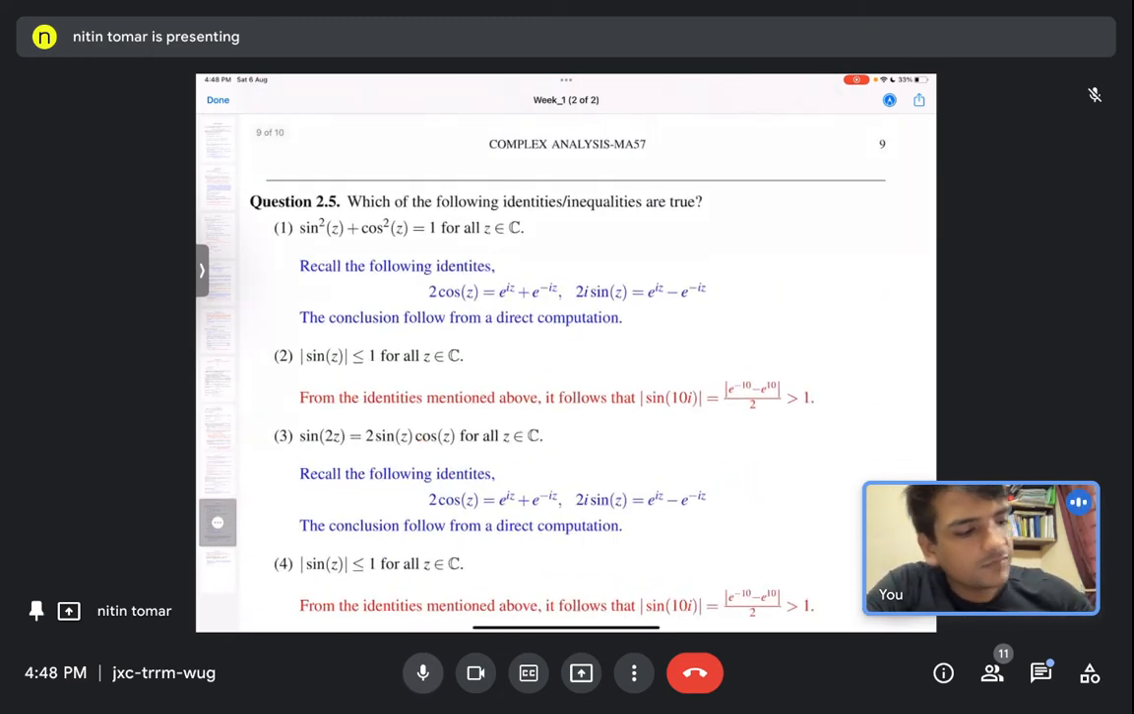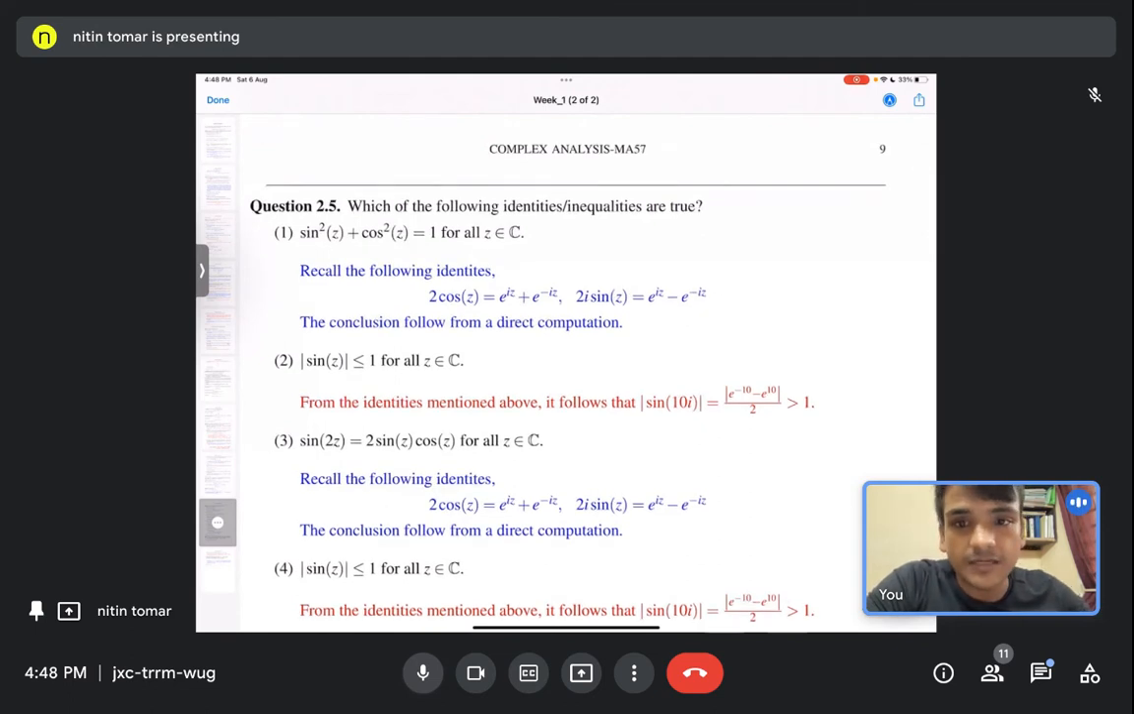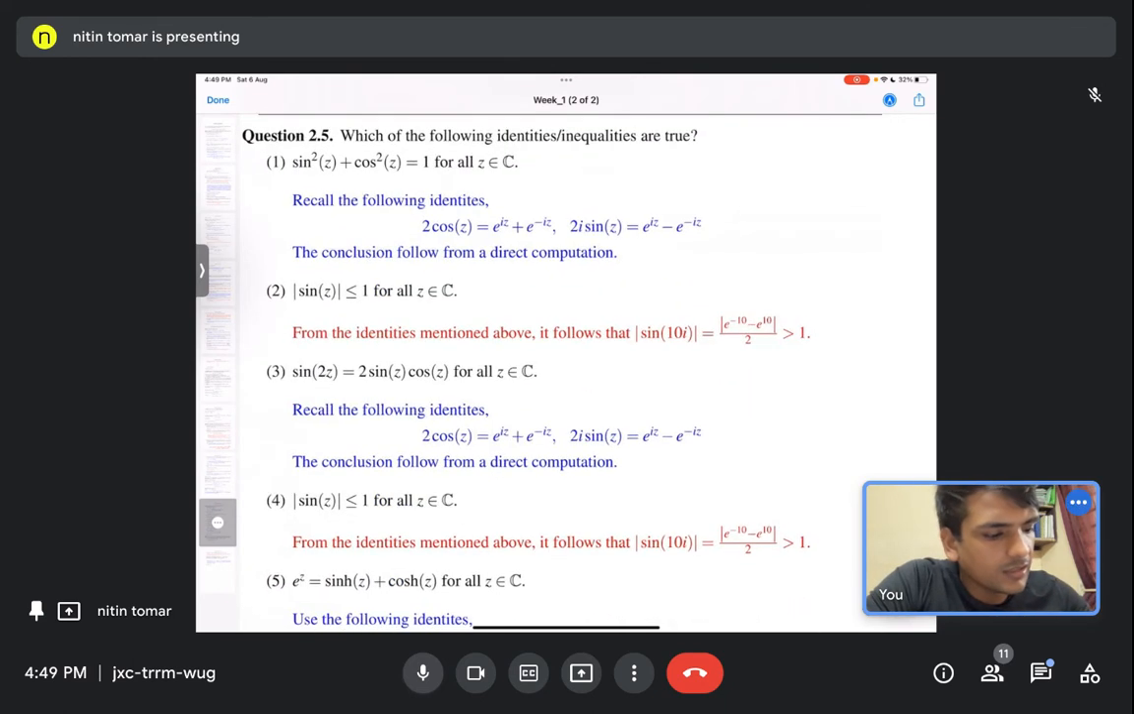Now the fifth question, you must have seen many times, but let's discuss. We have to find which of the following identities are true. Sine square z plus cos square z equal to 1. We know in the real case it is true, but in the complex plane, how do you define cos z? It is using this identity. You use this identity and your conclusion follows from direct computation. I'm not going to prove this. Just use these two identities.